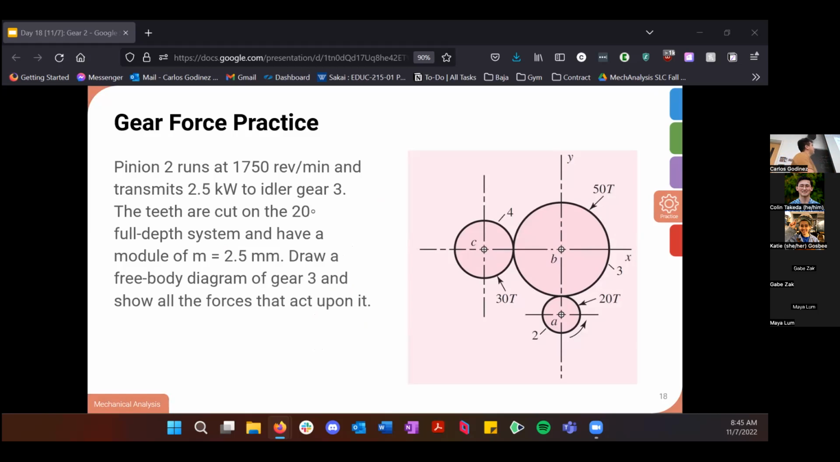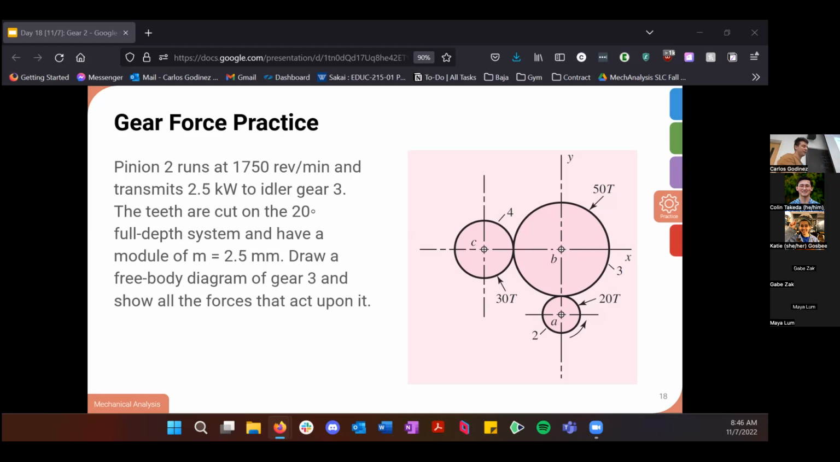We have input gear 2, with the weird notation in the bottom right corner, a 20-tooth gear. It's rotating at 1750 revs per minute and transmitting that amount of power. What this question is going to ask you to do is solve for all the forces acting on the idler gear. So figure out how much power it's transmitting and what the shaft forces are acting upon that gear.